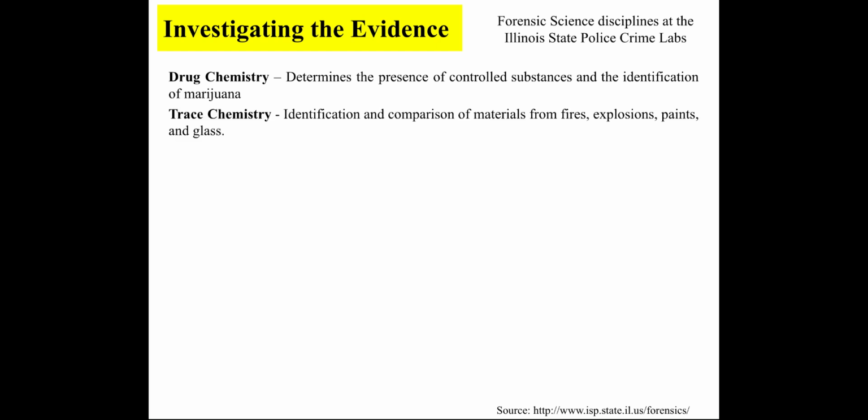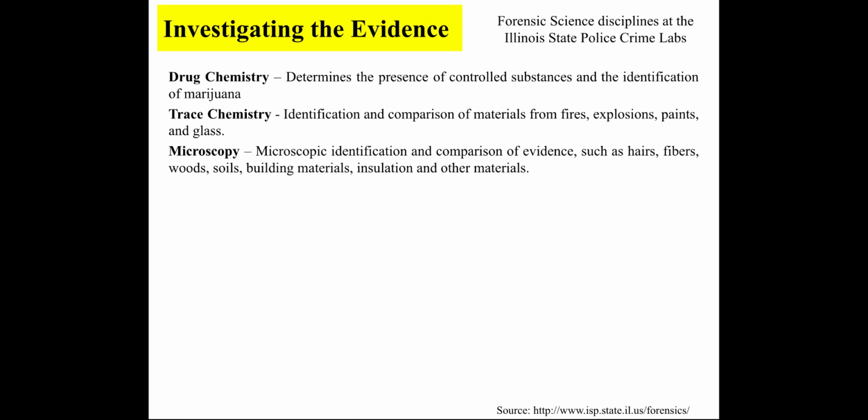Trace chemistry, they're going to be identifying and comparing materials from fires, explosions, paints, broken glass, soil, stuff like that. Microscopy is using a very good microscope to identify and compare evidence such as hairs, fibers, wood, soil, building materials, insulation, stuff like that, to see if you can figure out where it came from, or maybe link somebody to a crime based on maybe the same stuff they find related to that person.